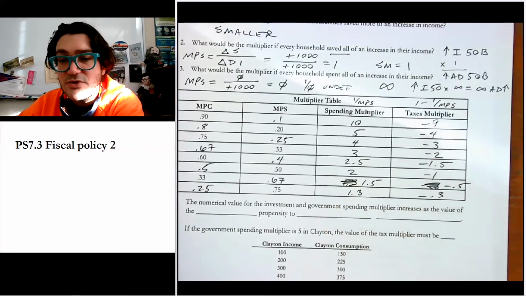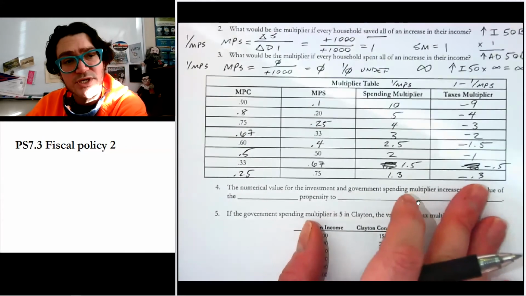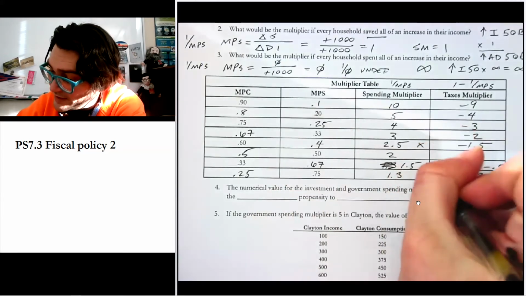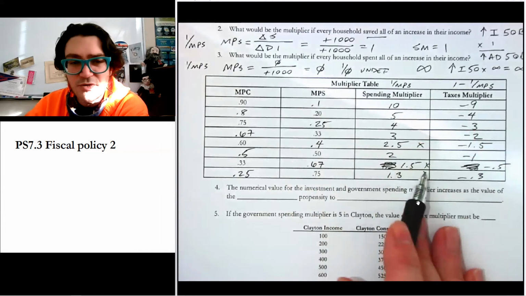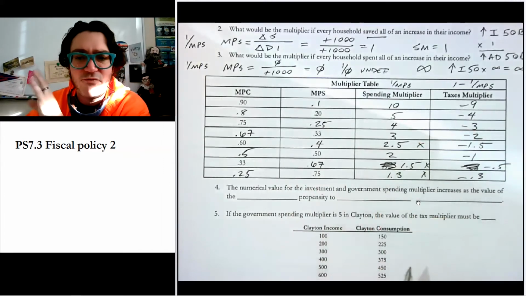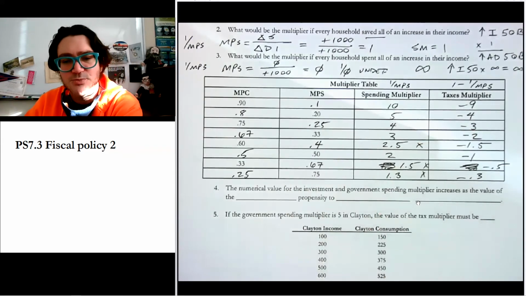Now, I will just tell you that out of all of these that we've just made here, you're not going to see problems on a test that typically ask you to generate that one, or that one. You usually will end up with a nice round number for the multiplier. It's usually 10, 5, 4, 3, or 2. And your taxes multiplier is 1 less than that.